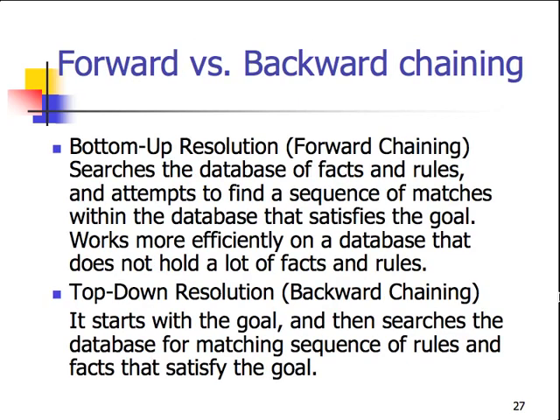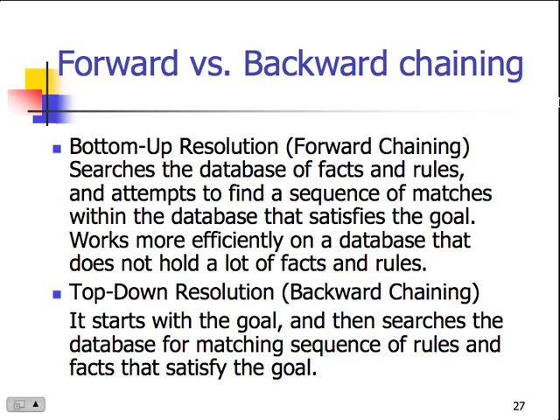So, forward versus backward chaining. The bottom-up resolution is referred to as the forward. It searches the database, the facts and the rules, and attempts to find a sequence of matches within the database to satisfy the goal. It works more efficiently on databases that do not hold a lot of facts and rules. If the database is small, we can search through the facts and the rules.